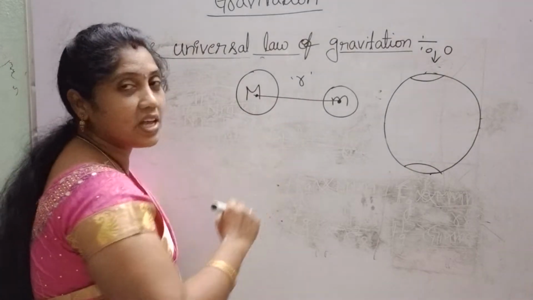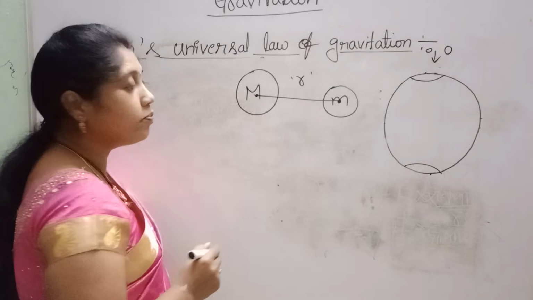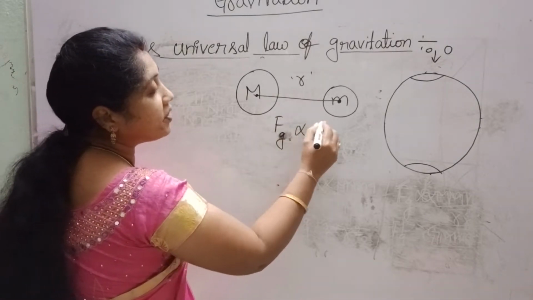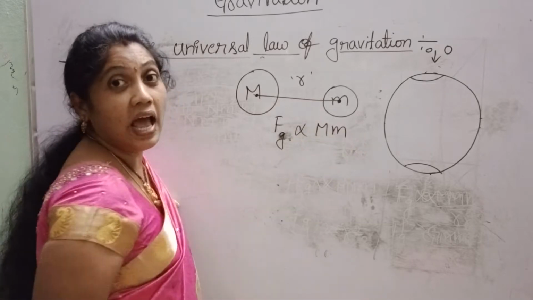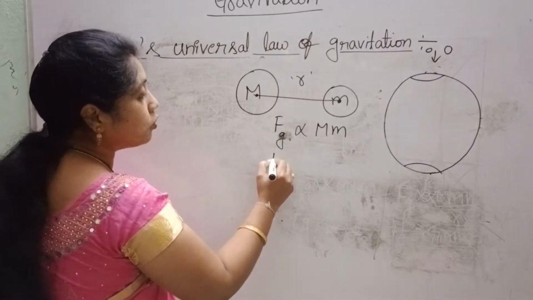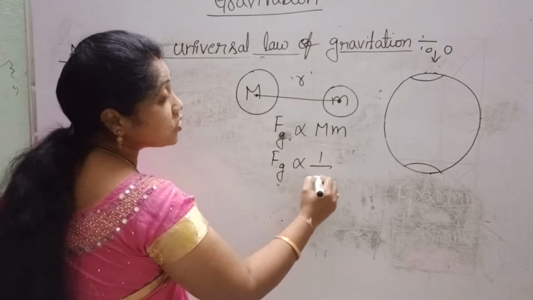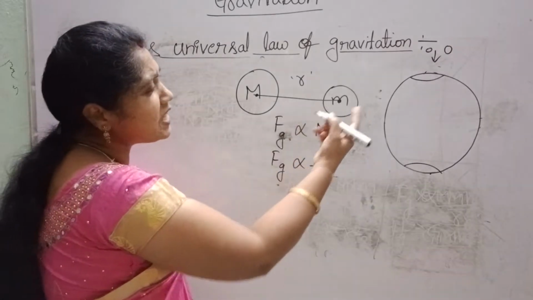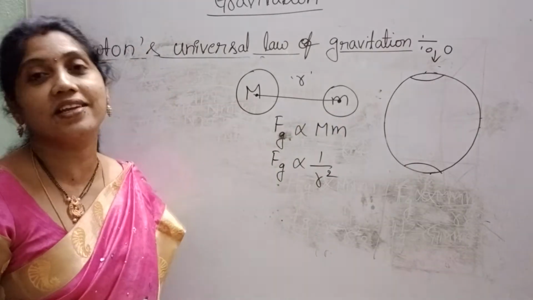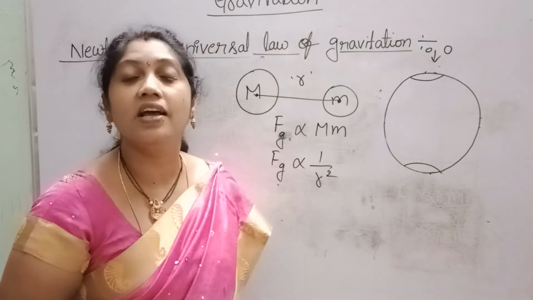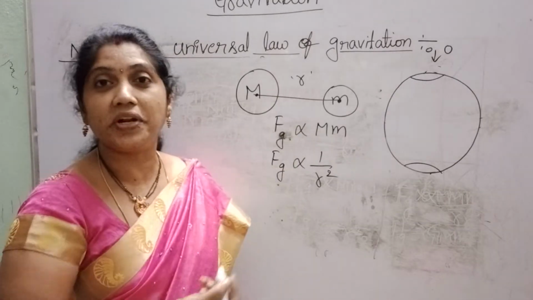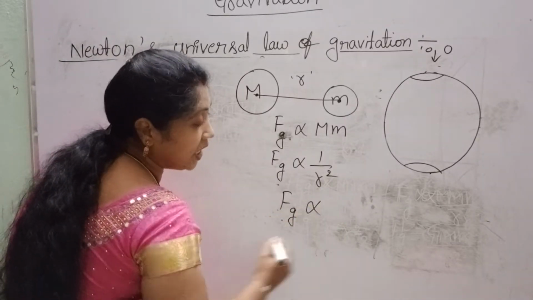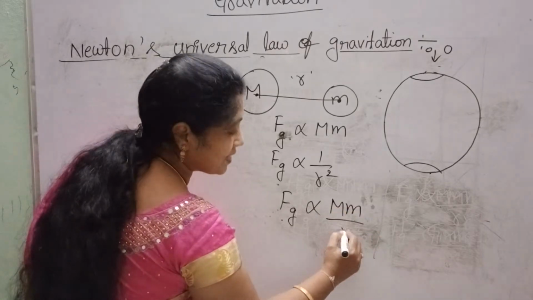The gravitational force of attraction in between these two objects is directly proportional to the product of their masses, and it is inversely proportional to the square of the distance of separation between the two bodies. When the distance of separation between the two bodies increases, the gravitational force of attraction decreases. So by using these two relations, we write a single relation, that is Fg proportional to Mm by r square.